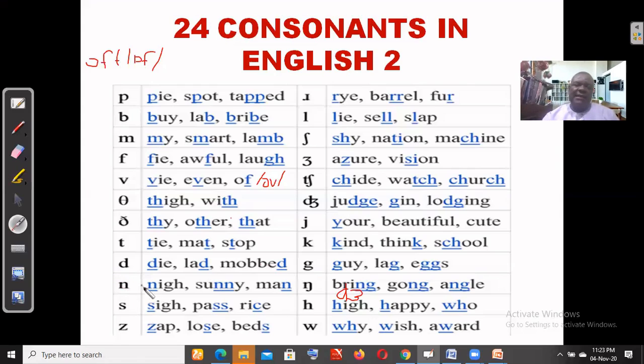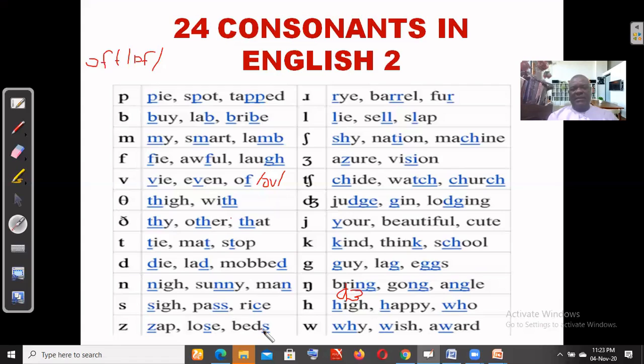The sound N is represented by the letter N in nigh and represented by double N in sunny and single N in man. The sound S is represented by S in sigh, is represented by double S in pass, and is represented by the letter C in rice. The sound Z is represented by the letter Z in zap, is represented by the letter S in loose, and in beds.